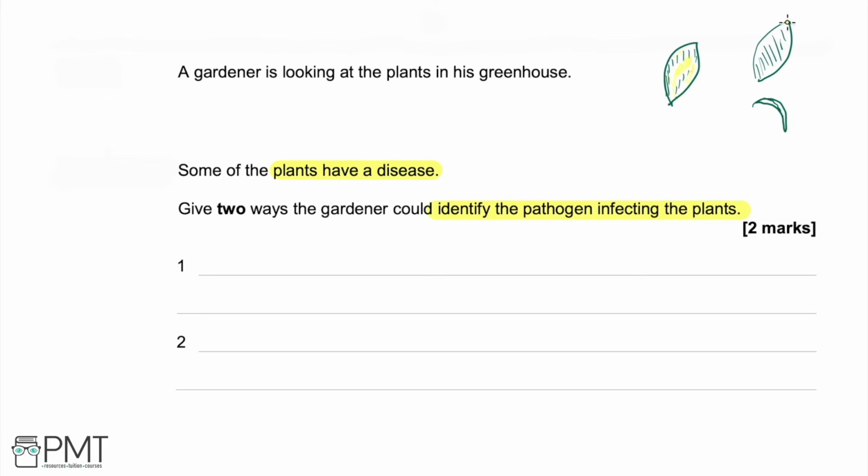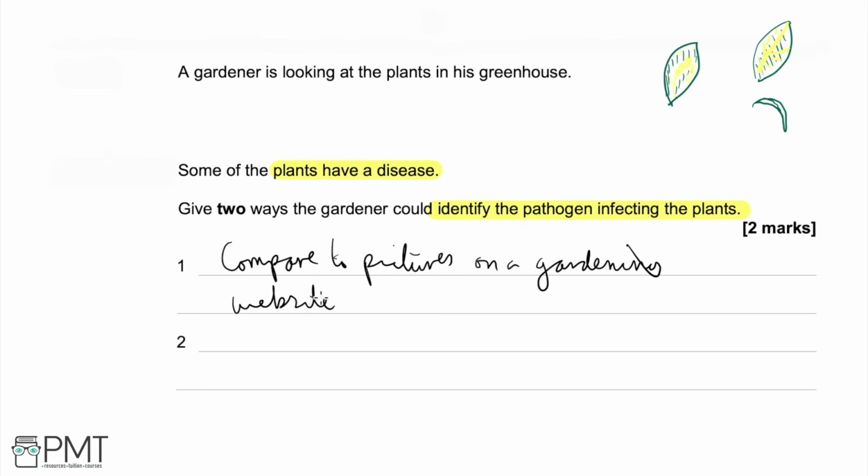Now, to know which disease it is from these visible signs, we're going to need to compare it to some images from a database, from somewhere where somebody has already described the disease. So we can compare photos from a gardening website, and this will be our first point. Now, alternatively, instead of a website, you could have said a gardening book or magazine.